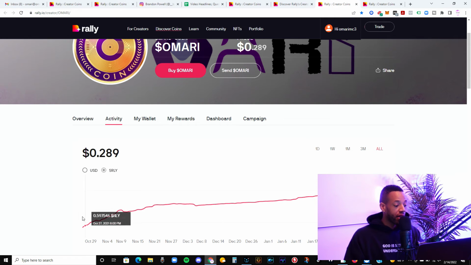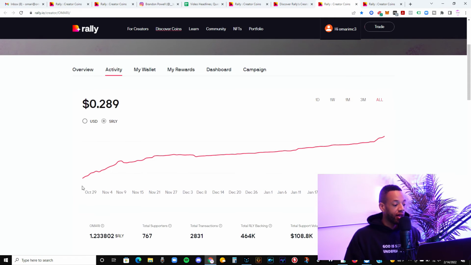But ones that look like this, slow and steady wins the race. There's no big, huge spikes in this one. It's mostly just up and to the right. So from this point here, in December, it went down a tiny bit. That's called a drawdown. So it had a drawdown from 0.94 rally per coin down to about 0.91. That is not a big drawdown at all.